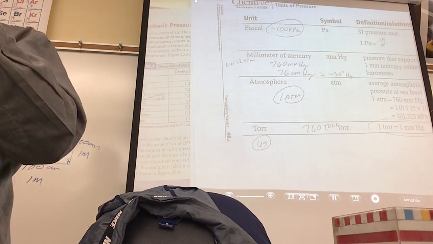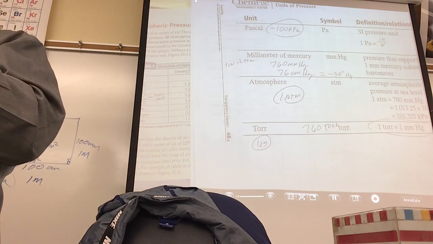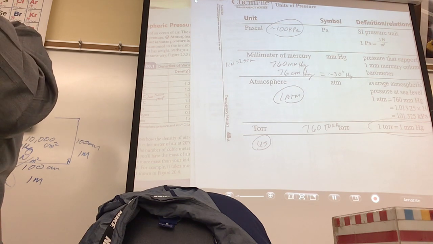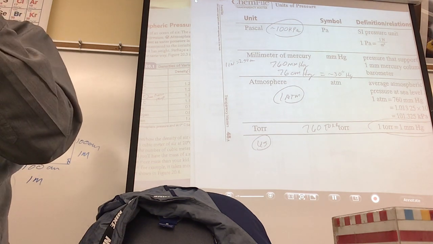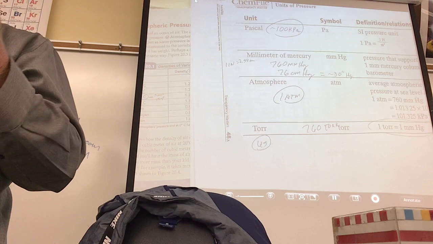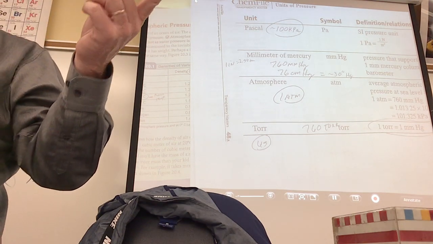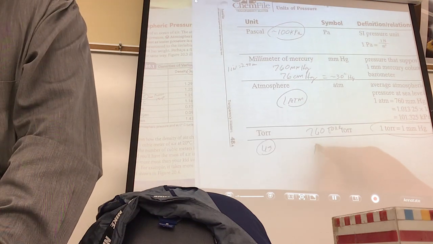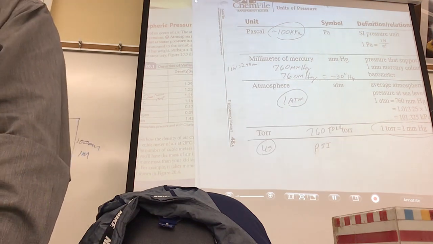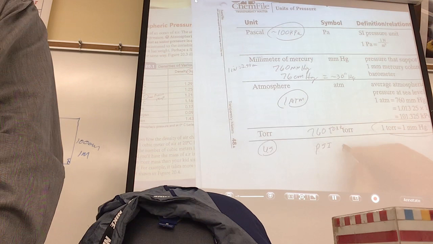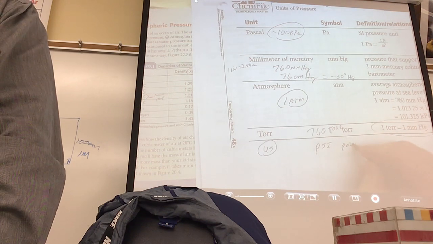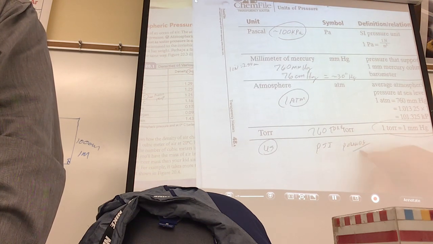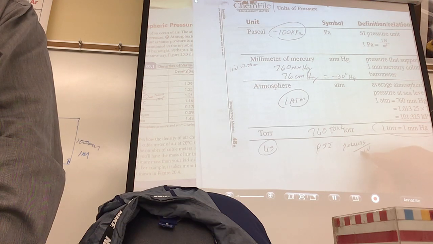What's one more way you can represent pressure that you know, because you might have to get air in your tires, or fill up the basketball? Two people know. Anybody else? Raise your hand. Mason, you know? PSI? Yes. All right, so they do PSI. Now, PSI is what? Pounds per square inch.